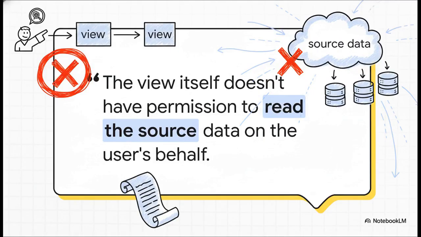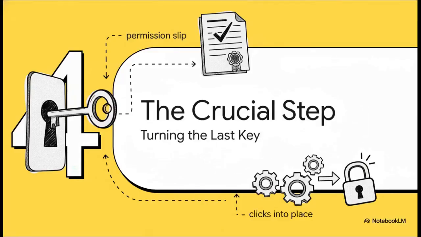And here is the absolute key to understanding this. The user can see the view. That part's fine. But when they try to query it, the view itself turns around and tries to read the source data. And since the user doesn't have access to that source, BigQuery just shuts the whole thing down. The view itself needs to be given permission to act on the user's behalf. So it's time to add that one missing piece of the puzzle. This is the final, crucial step that makes the whole thing just click.